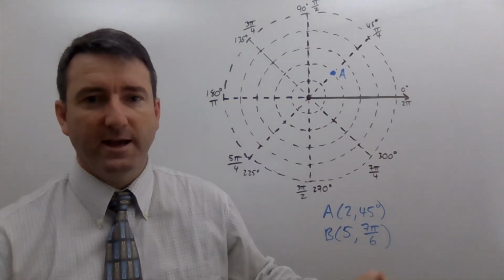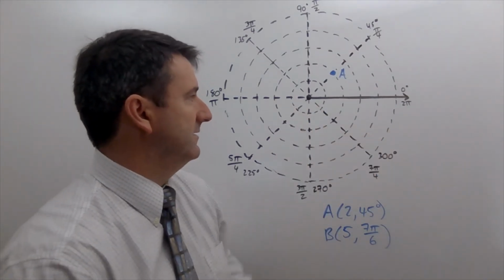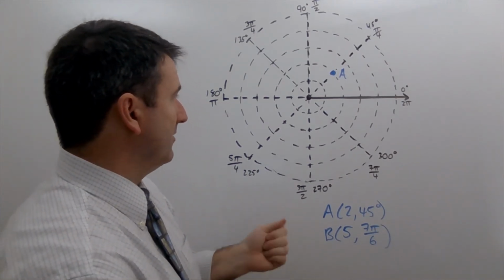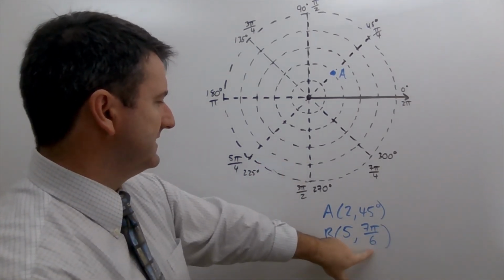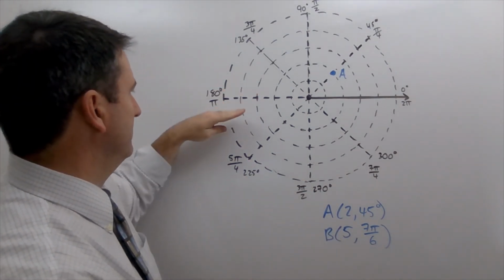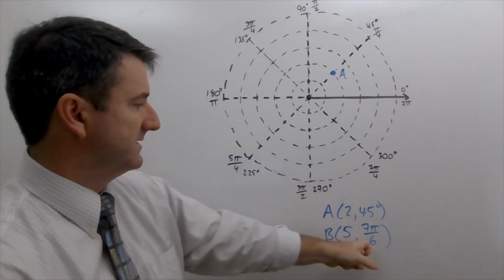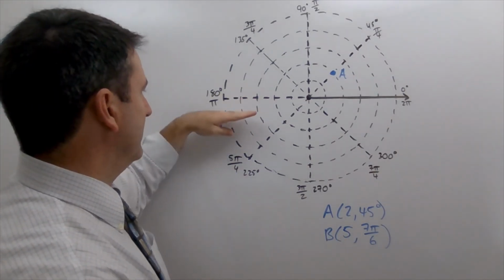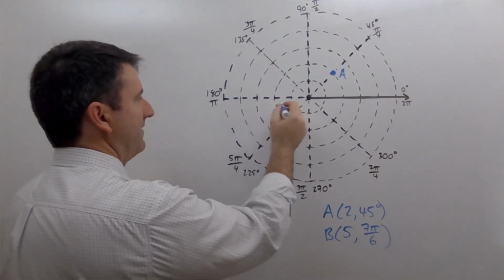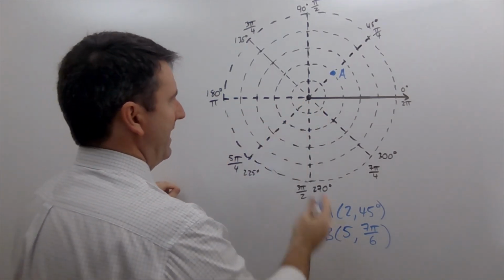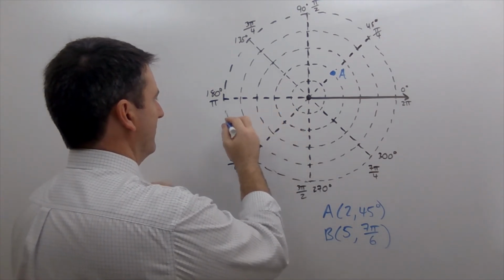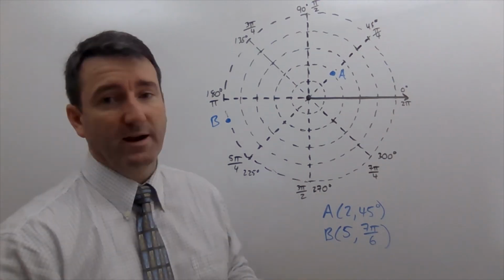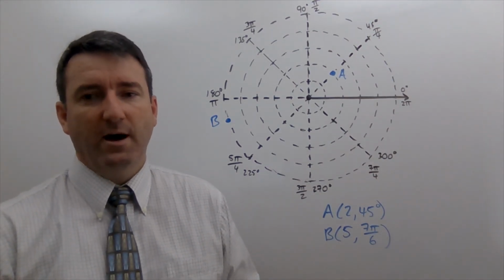Now, since I had to draw this graph, I didn't put all the lines that you're going to have on your graph on here. But we know that 7 pi over 6 is a little bit more than pi. It's 1 pi plus 1/6 pi. So we're going to be coming down this way somewhere, and we're going out 5. So let's go 1, 2, 3, 4, 5, and point B is going to be right about there. So that's how we plot points on a polar graph.